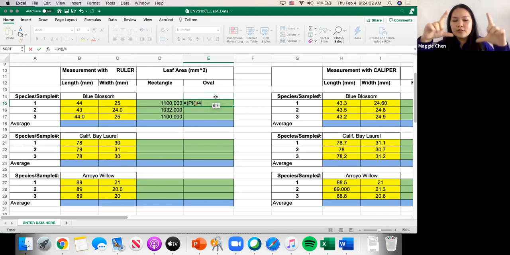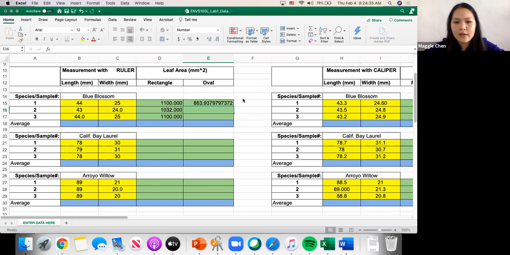Then we're going to finish that first part of our equation by putting in one final parenthesis at the end. And then we'll press shift 8 to get our asterisk, our multiplied by sign, select our length, and then our asterisk again to multiply that by our width. So this is our final equation, pi over 4 times length times width. Now we can hit enter, and it would give us our leaf area.